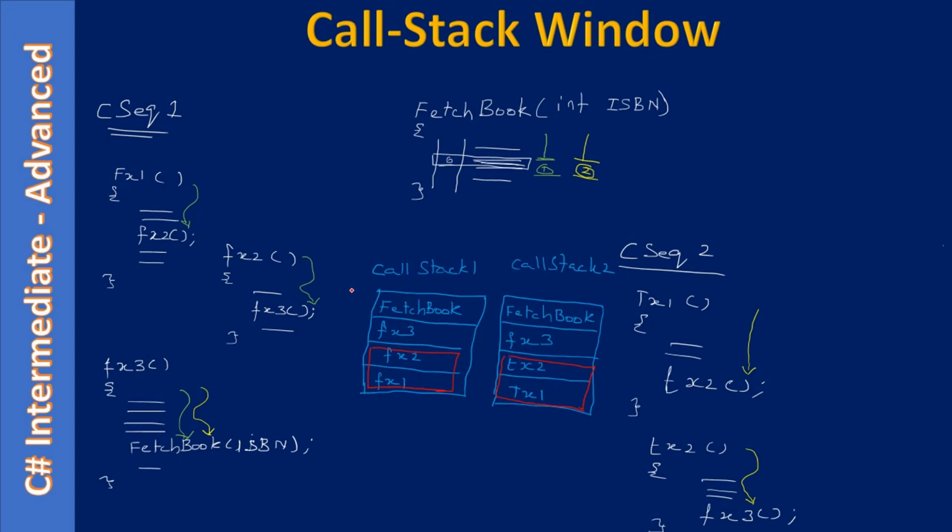Once the call stack window is available, you can double click on the function name. For example, at present the breakpoint is here. If you double click here on fx3, you will go to fx3 and the cursor will go here. That means it will show where the call is originating. If I double click fx3, you will see where fx3 is calling fetchBook. Similarly, in fx1, if I double click, fx1 is calling fx2, right? The cursor will point here.